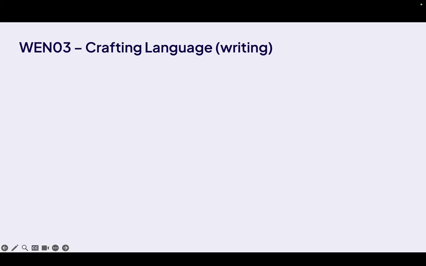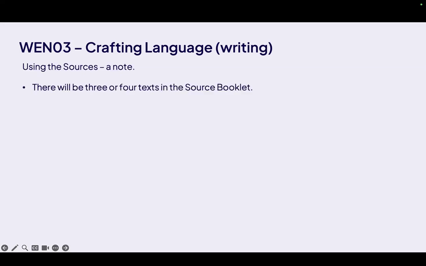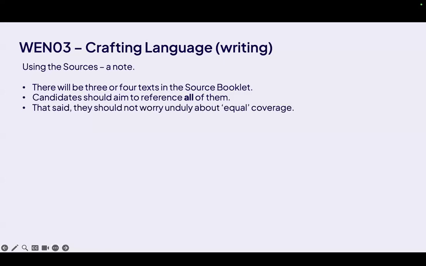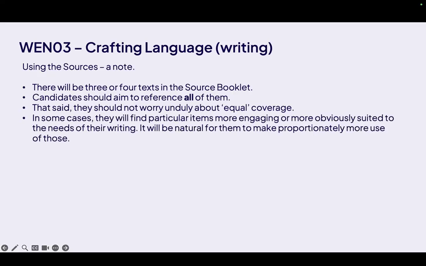Just looking down at the chat box there. So using the sources here, there will be 3 or possibly 4, usually 3. And this is, Ivy, I think, addressing your question. Candidates should aim to reference all of them. That said, they shouldn't worry unduly about equal coverage, but they do need to mention all of them, though maybe not with the same weighting. In some cases, they will find particular items more engaging or more obviously suited to the needs of their writing, and it will be natural for them to make proportionately more use of those.